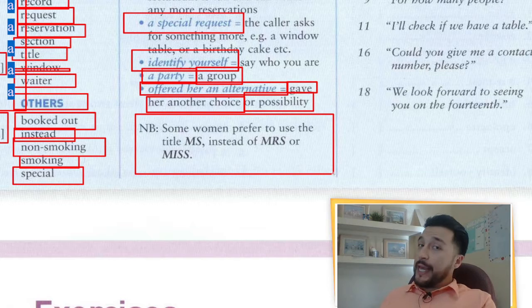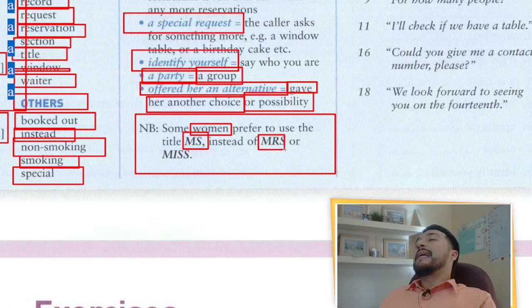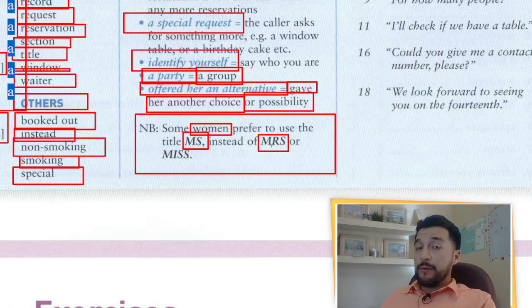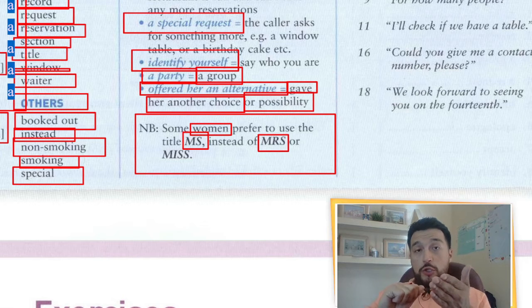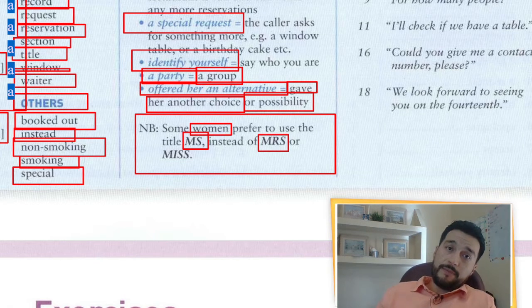One last note that we have here is that some girls prefer to use the title Miss instead of Mrs., especially when they're single or very young. All right, so these are the notes. This is the vocabulary for this class.